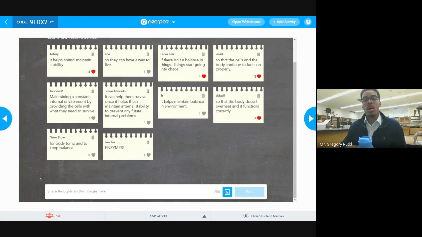Same thing if your body gets too cold. Many enzymes need to be right up there near 100 degrees Fahrenheit in order to be functioning properly. So quickly, if it gets too cold, they stop functioning. All right, so think about enzymes as it relates to this concept. But I love the fact that you all were so willing to share. And we were really on the right track here. So good job. Let's keep it going.